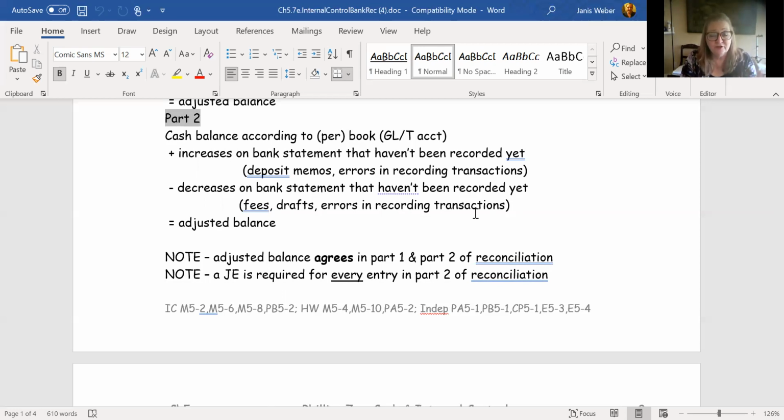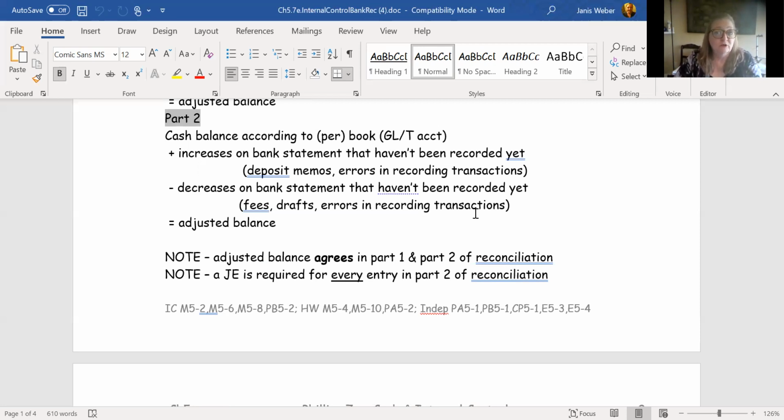Or there's occasion where the bank collects cash for individuals. I had some clients over the years who had notes where they self-financed assets that they sold, and the clients would go straight to the bank and deposit those payments into the bank account. And so when they got their statement, they would adjust it for the deposits that the bank had made that they hadn't reported yet. But anyway, that's the deposit memo.